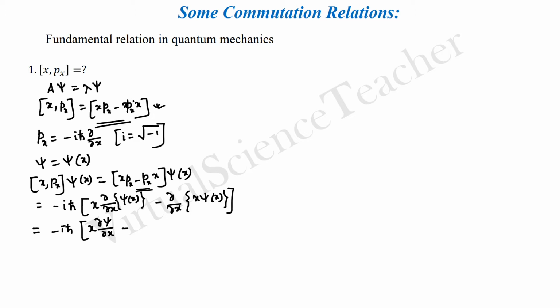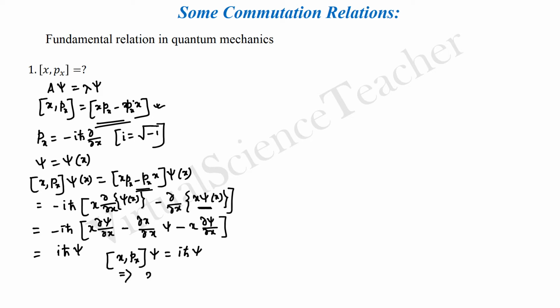minus, this is a function multiplied, x and psi of x, and we have to differentiate both, that means first del psi del x will remain, minus x comes out, and the first and third terms will cancel out, and del x of x equals 1. So this will give us i h-cut psi, because minus minus will be plus. So what happens? The commutator of x and px on psi gives us i h-cut psi. This clearly shows that the commutator of x and px equals i h-cut.